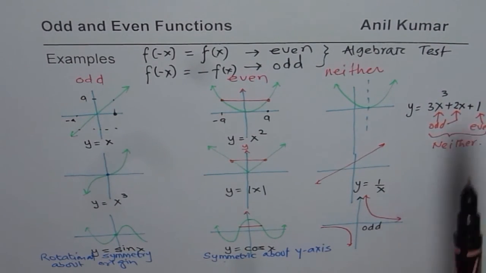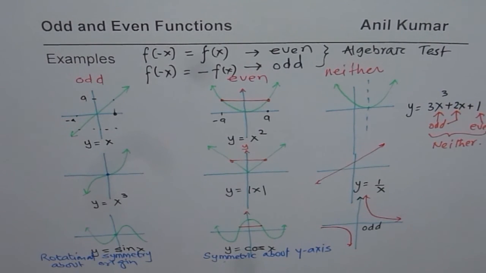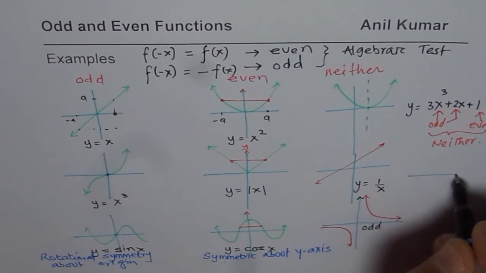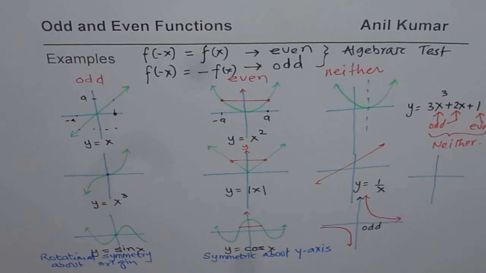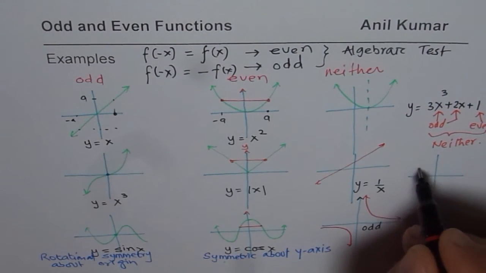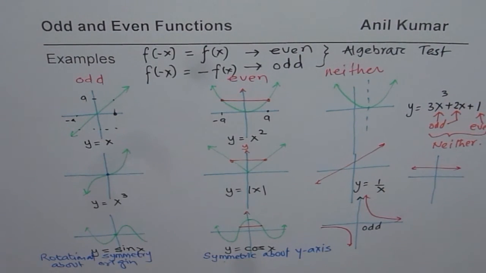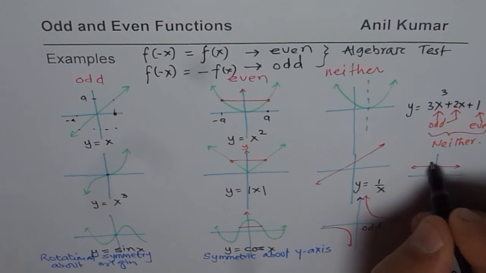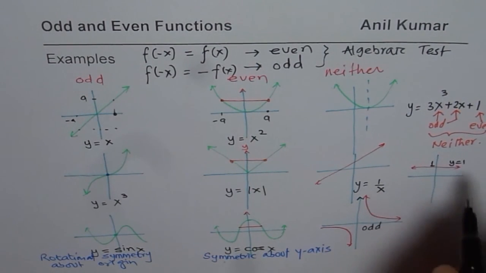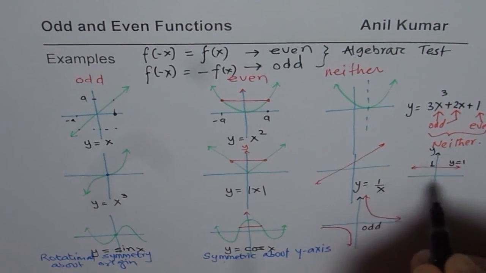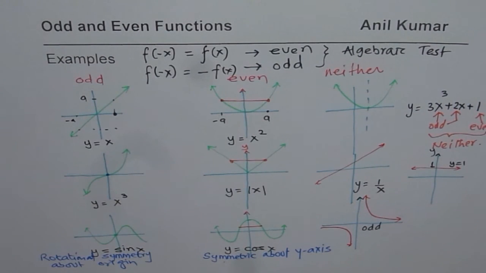Now, it is an exercise for you to sketch the graph of a constant function y equals 1 and check if it is indeed an even function. And here is the solution, right? So if I had to sketch the graph of y equals 1, it should look like this. This horizontal line which has y-intercept at 1 is y equals 1. You can see it is symmetric about the y-axis. So that is what I meant.